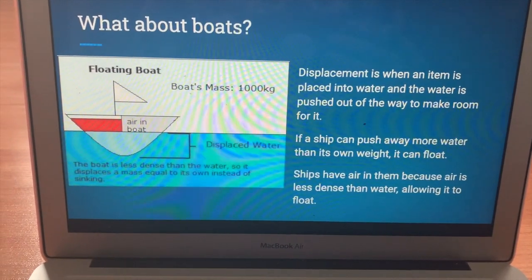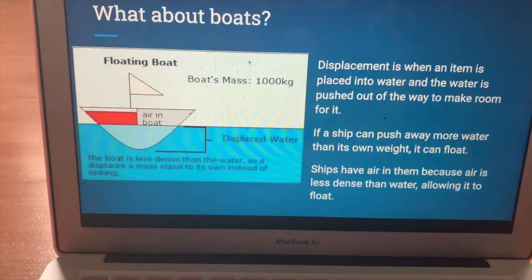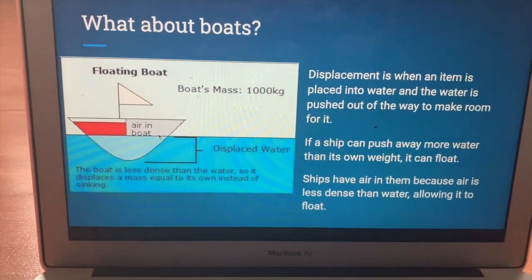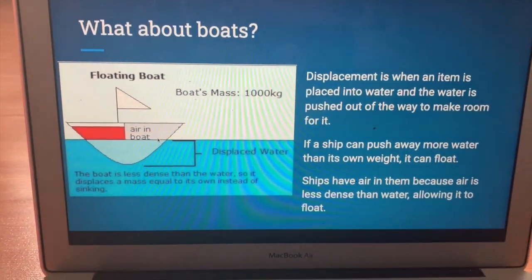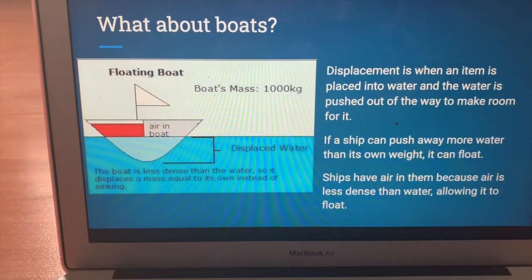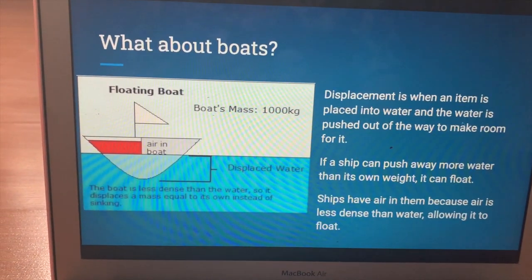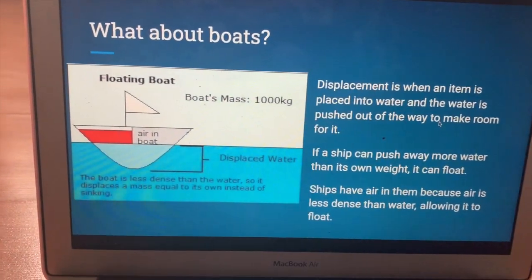Also, if you look at this diagram, ships also have air in them. So since the air is less dense than water, it allows it to float. If the air wasn't in the ship, it wouldn't be able to float because it needs to be less dense than water to float.